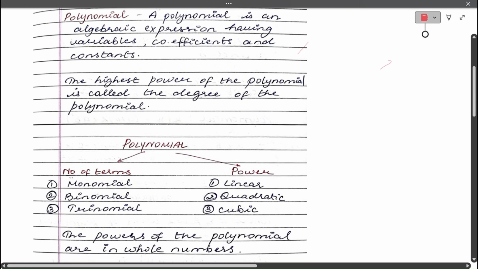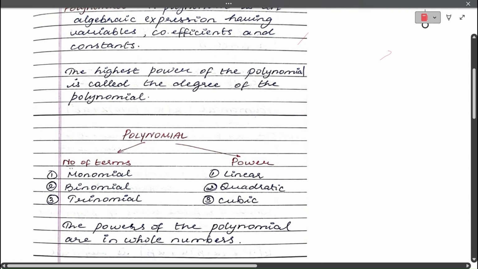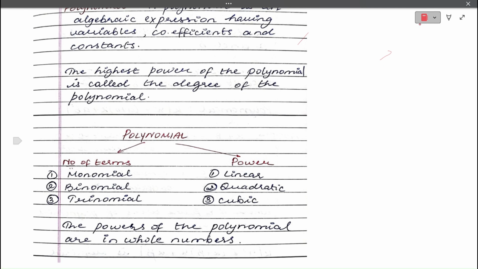Let's come to the classification of polynomials. Polynomials can be broadly classified into two categories. One is the number of terms and the other is the power. Based on the number of terms, if there is one term, it's a monomial, two terms a binomial, three terms a trinomial.